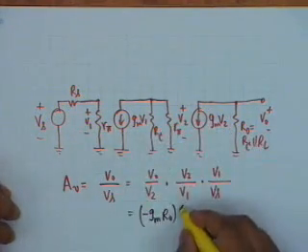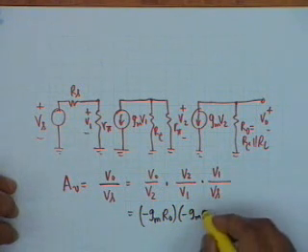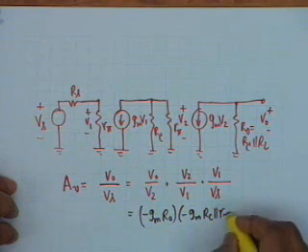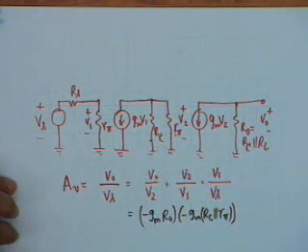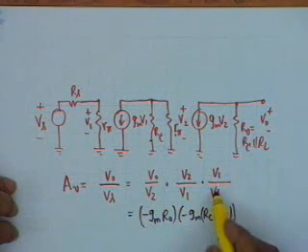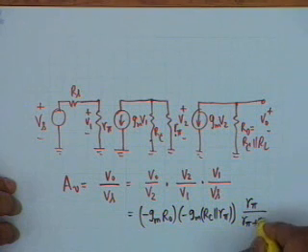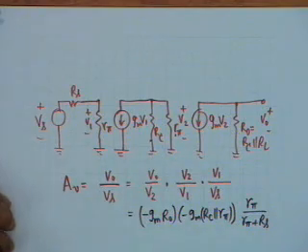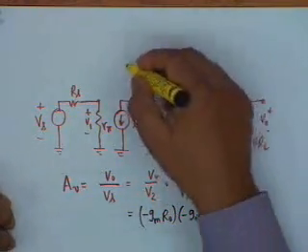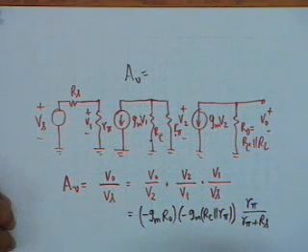V2 by V1 shall be minus Gm times the parallel combination of RC and R pi. And V1 by Vs will be simply R pi divided by R pi plus Rs. If you substitute the values and carry out the algebra, my calculator gave the answer. You just have to substitute the values now. Everything is known.